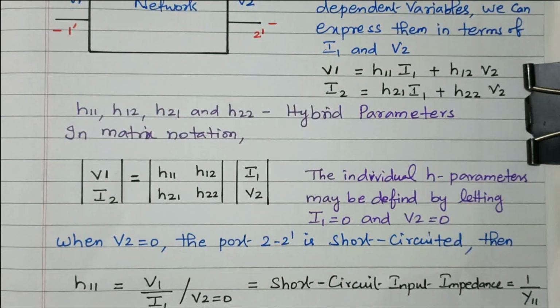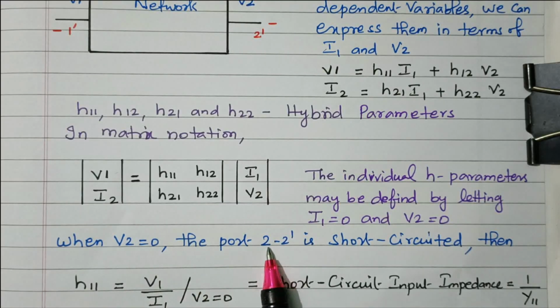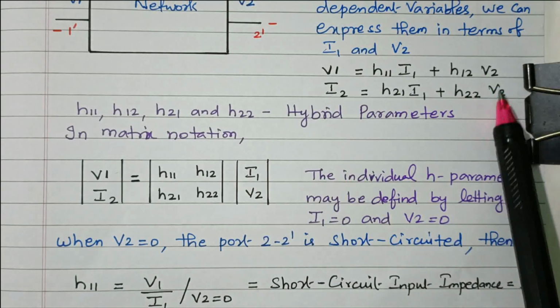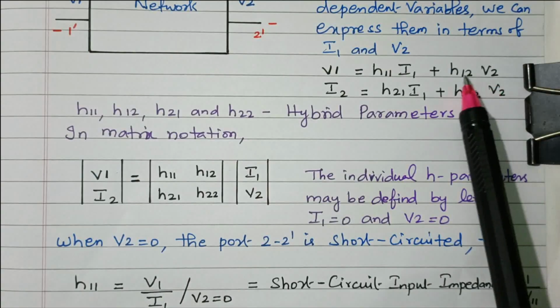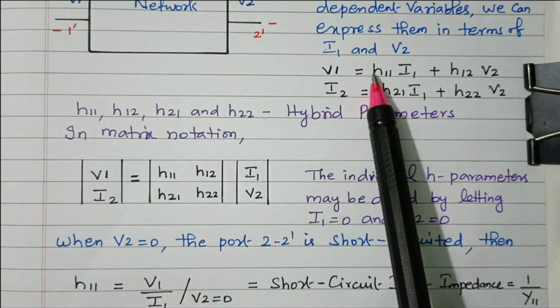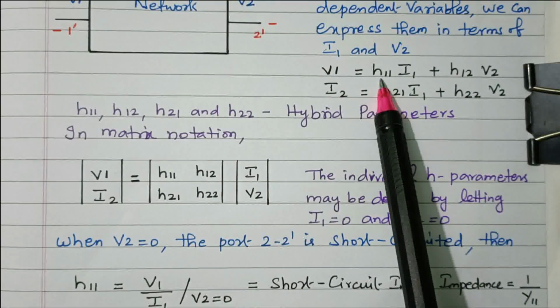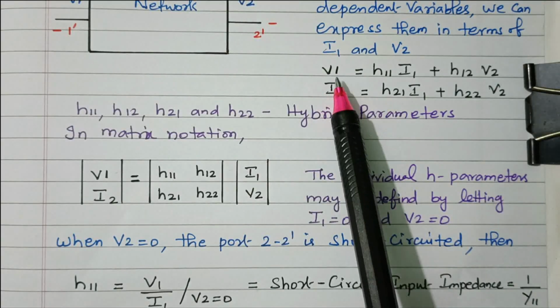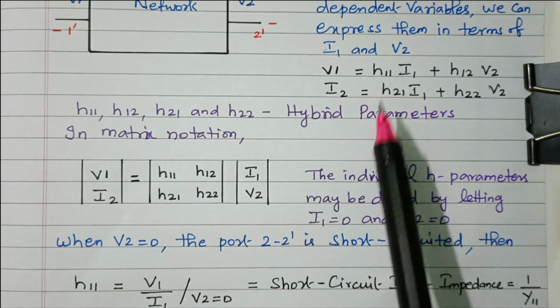First we will assume that V2 equals 0, that is, output voltage is 0. When the output voltage is 0, the output port 2 dash is short circuited. When the output port is short circuited, automatically V2 equals 0. Refer here, this term V2 is 0, so the entire term will be 0. So we only have V1 equals H11 I1. So H11 is nothing but V1 by I1, bringing this I1 to the denominator. So V1 by I1 will be H11.